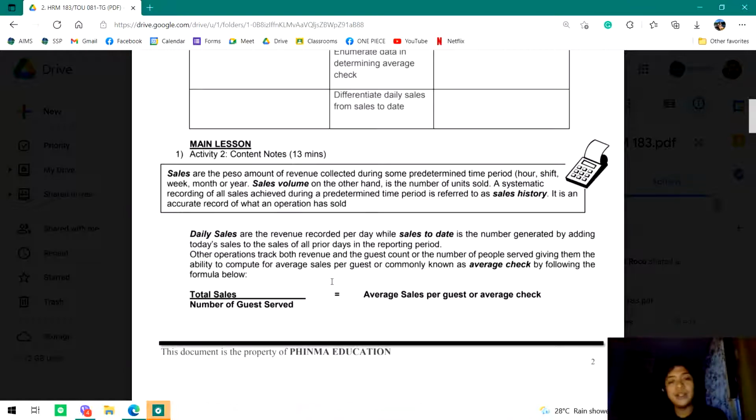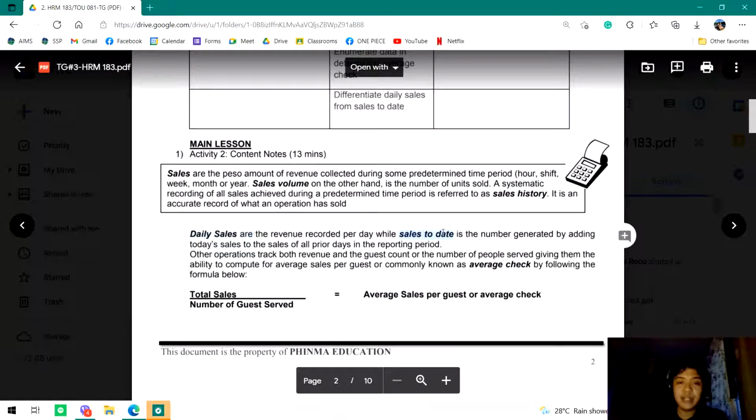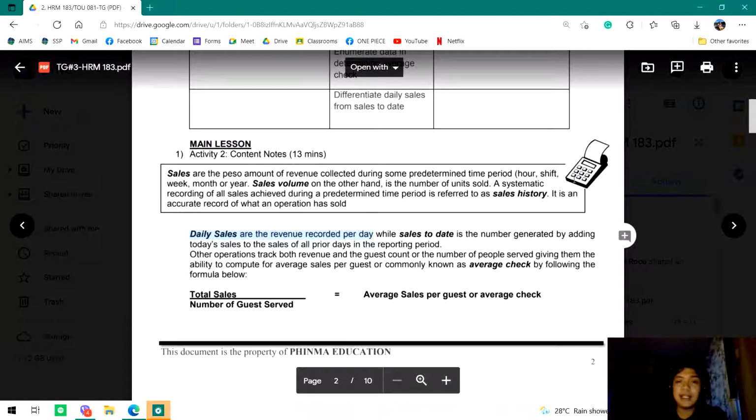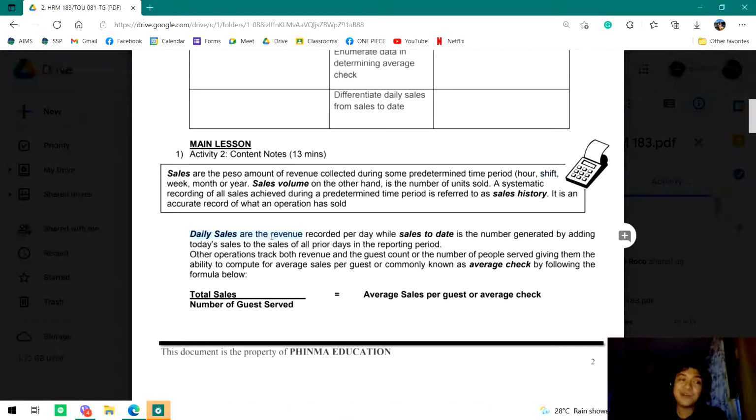Now, we're going to differentiate yet again two more definitions. We have here daily sales and sales to date. Daily sales is the revenue recorded per day. So ito yung sales natin per day. Dito nakalagay kasi dito sales per hour, shift, week lang. Daily sales is from the term itself, yung amount ng sales na nagawa mo during a specific day.